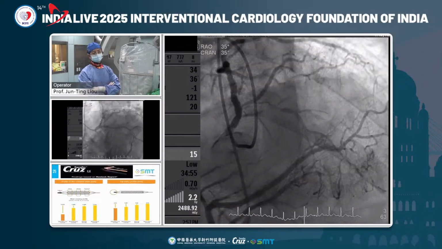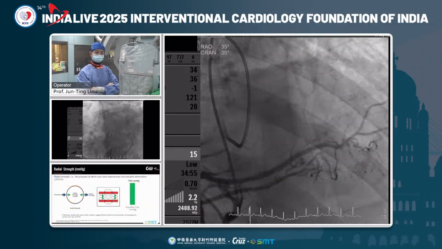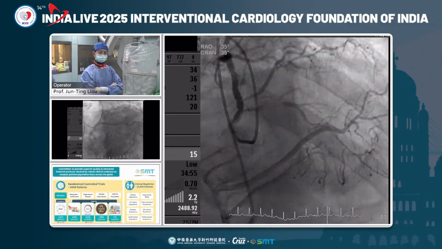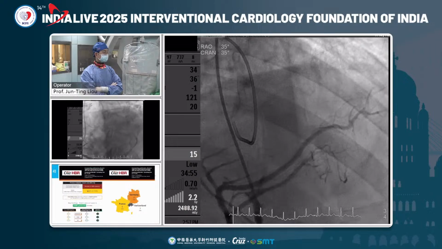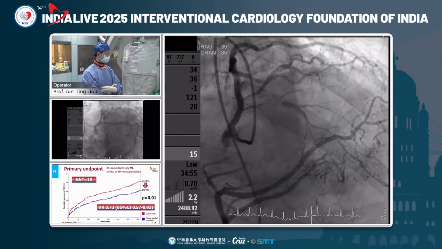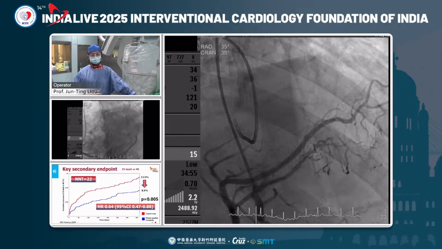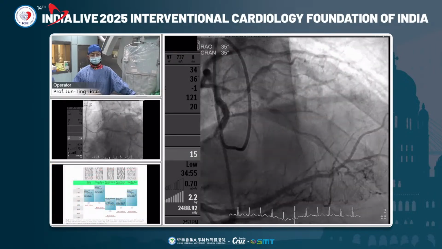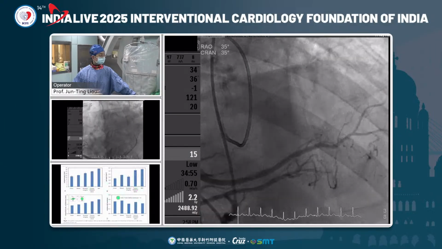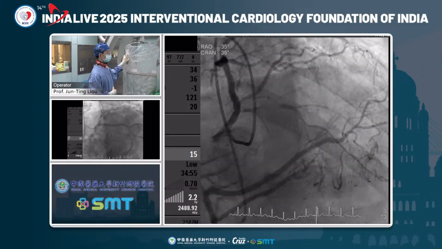Of course, we have to see that this side branch looks to be of fair size, I would say. Not a big size, but a fair size. So if we can preserve that side branch, that would be an additional thing. If you try and fail, then we have a good retrograde collateral also, from the PDA. We can try that in case there is any problem with the antegrade approach and we fail to go ahead.